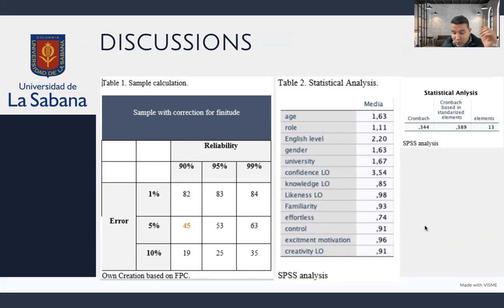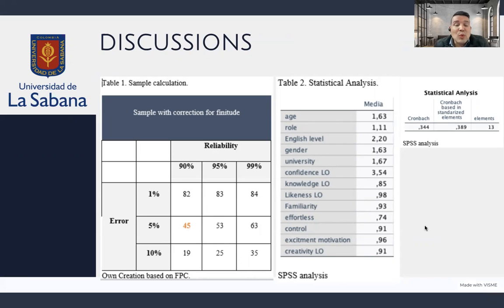So we started with a full population of 85 individuals. Then the reliability factor was 45 inquirers, which represents a 5% margin of error and a reliability of 90%. So with this first stage, we offer the reliability about the population and the sample to implement the instrument.